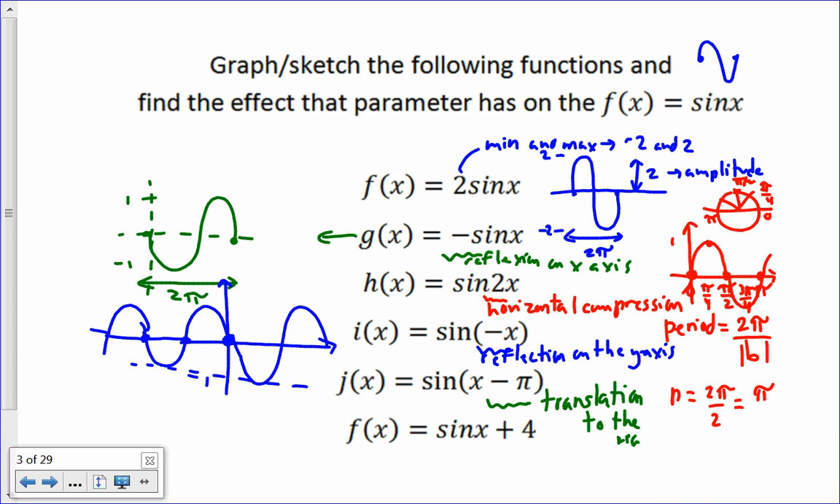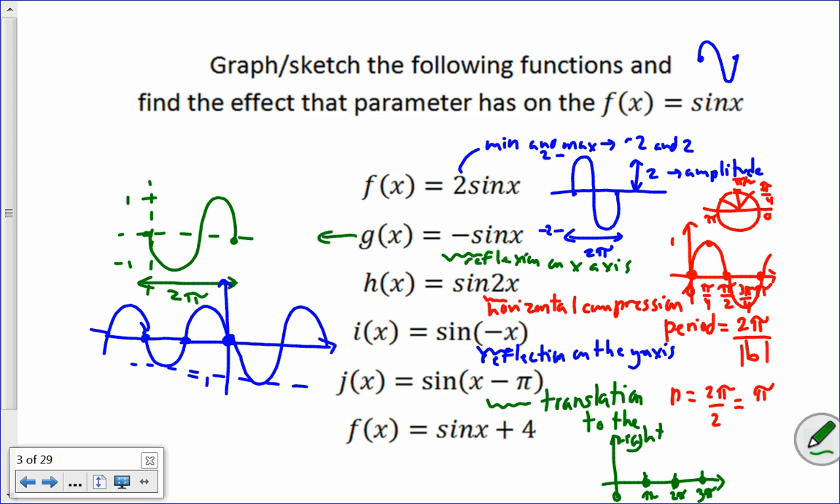So translation to the right. Instead of starting at 0 here, I'm going to start at pi. Where am I going to finish if I start at pi? Usually we start at 0, we finish at 2 pi. So if I start at pi, I'm going to finish here at 3 pi, because I move everything by 1 pi. And halfway in the middle, it's going to be 2 pi. I'm going to be back here.